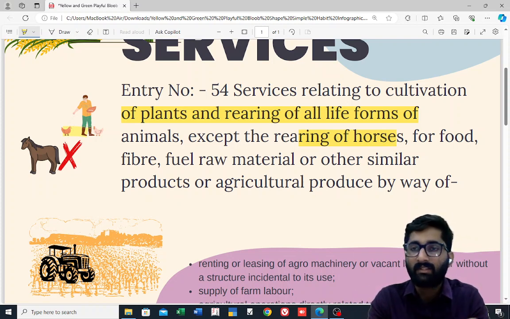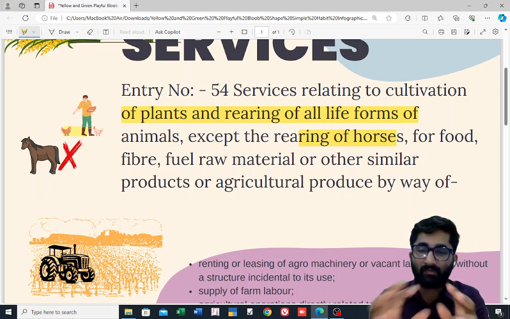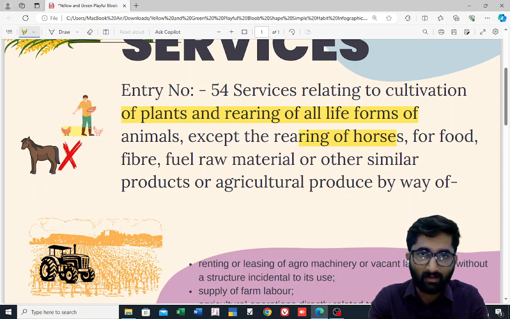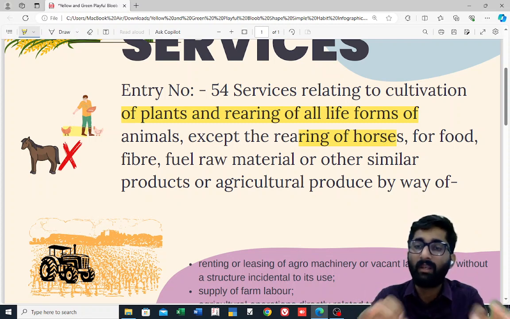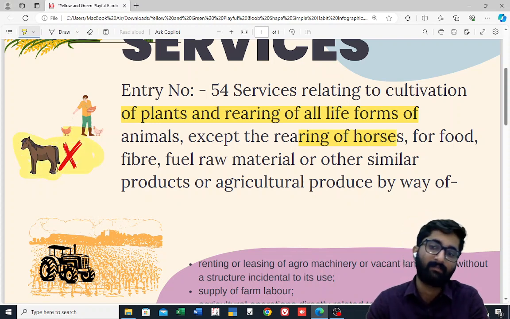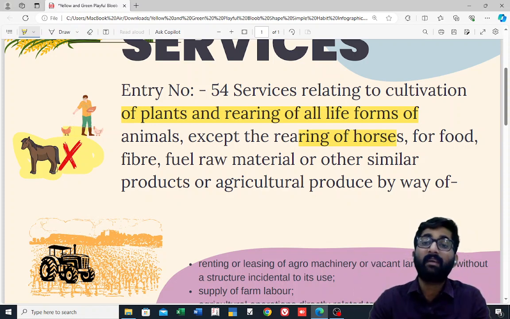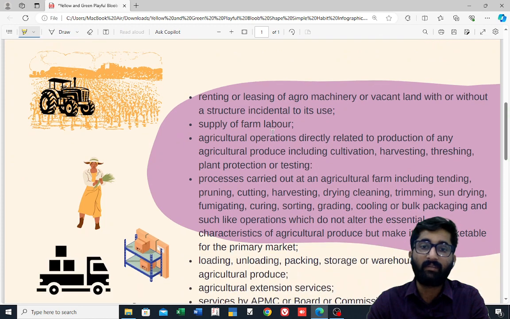The agriculture that we do is for the purpose of food, or it might be used for raw material. For example, cotton, we will use it for raw material. So this is entry number 54, which says that services relating to cultivation of plants or rearing of all life forms, but except horse, are exempt. So what are the other activities which are exempt?